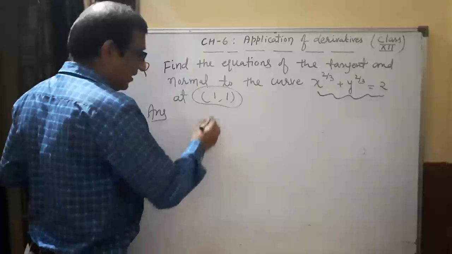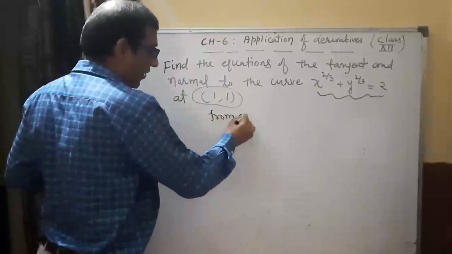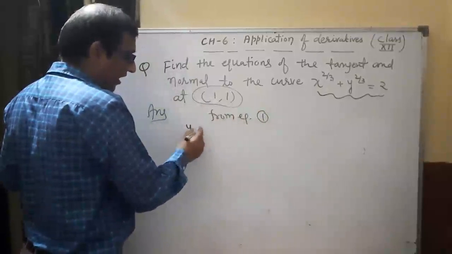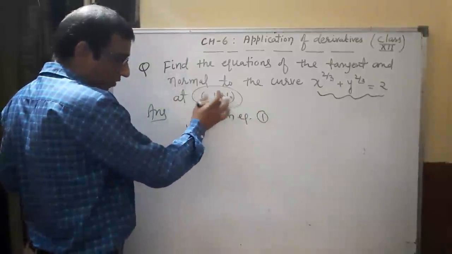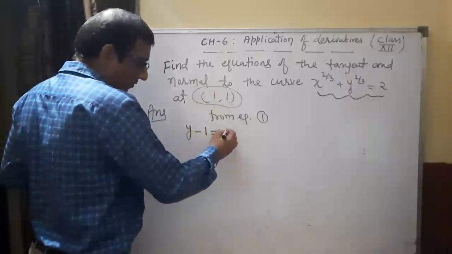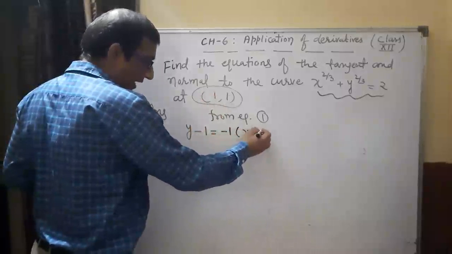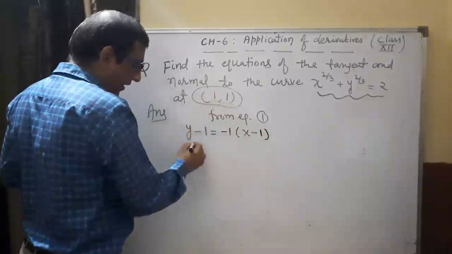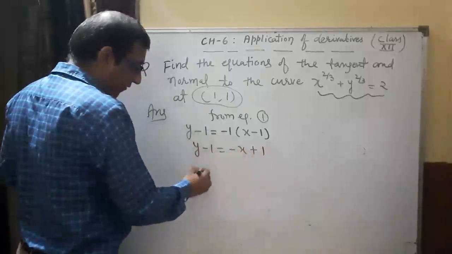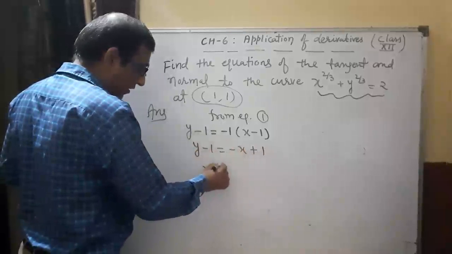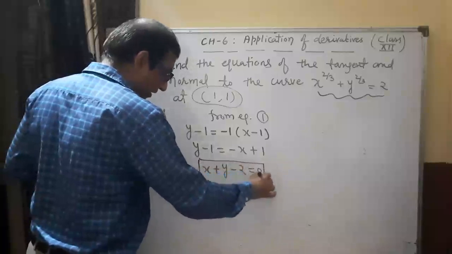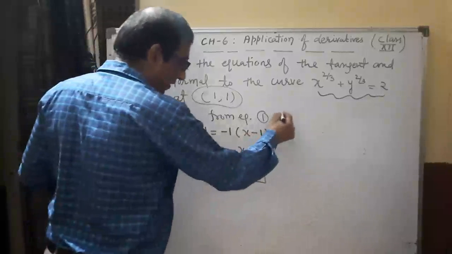So from equation one, the equation of the tangent is y minus y0, where this is the value of x0 and this is the value of y0. The value of y0 is 1 and the slope is minus 1, x minus the value of x0, which is again 1. So we get y minus 1 equals minus x plus 1, and when we solve it we get x + y - 2 = 0. So this is the equation of the tangent.